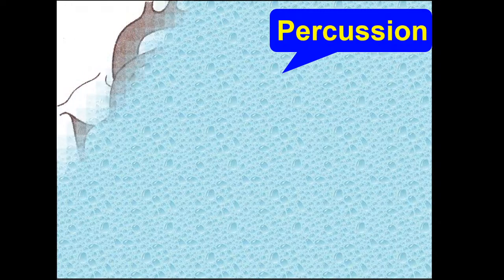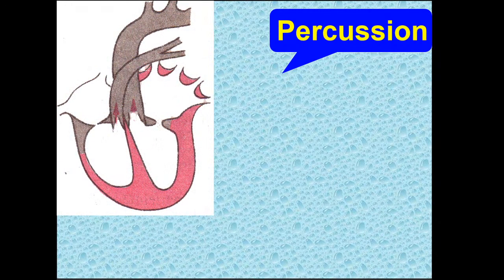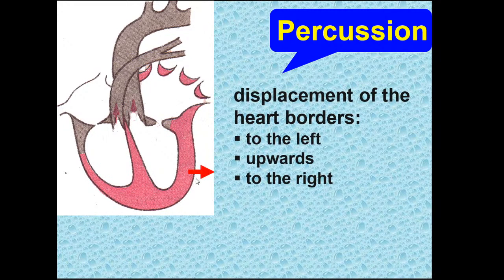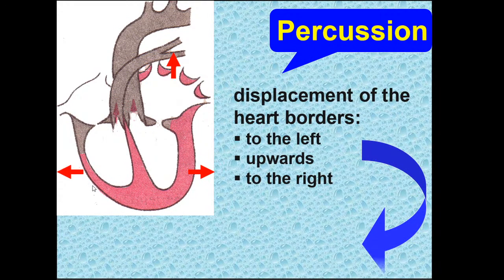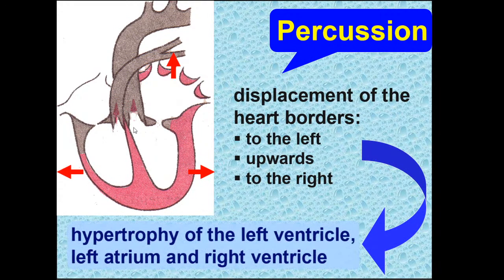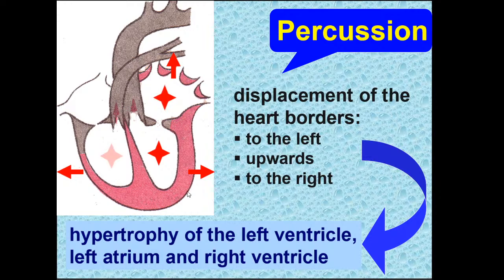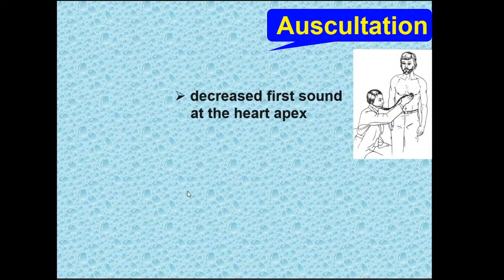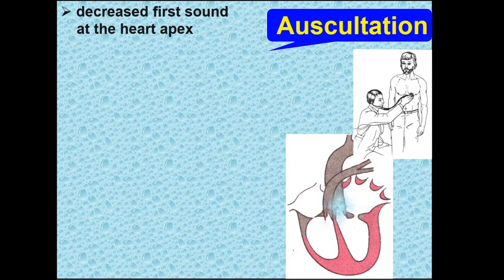Percussion of the heart reveals displacement of all heart borders, about which we spoke. First of all and most significantly will be displacement of the left heart border due to hypertrophy of the left ventricle, then upper and right. But most significant will be the hypertrophy of the left ventricle. On auscultation we again reveal more problems over the heart apex because of the mitral heart defect.